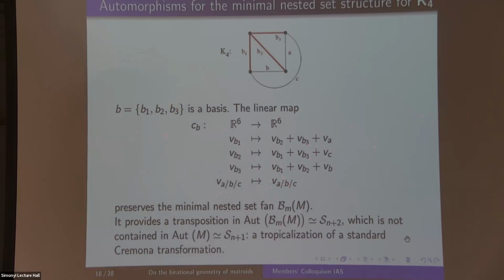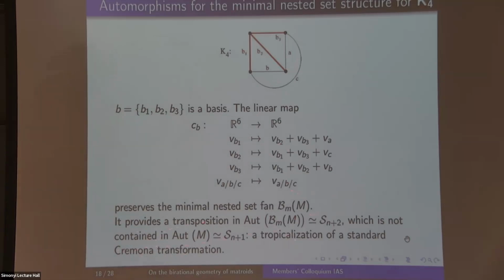And the nice thing is this is the missing geometric object, because if you identify the automorphism of this fan with the minimal nested set structure with the Sn+2, which by tropical geometry is the automorphism group of the space, then this thing is the missing transposition, which together with the Sn+1, which comes from the matroid isomorphisms, generates the full automorphism group Sn+2. Okay. And we call this a Cremona.